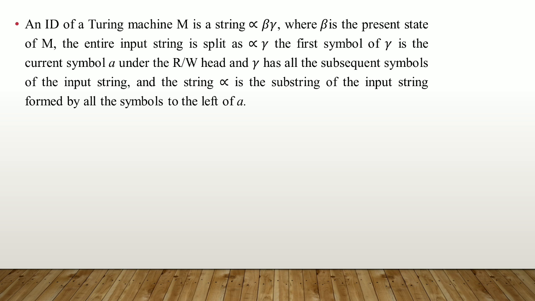Now let us see what then the ID is. An ID of Turing machine M is a string alpha, beta, gamma, where beta is the present state of machine M. The entire input string is split as alpha, gamma. The first symbol of gamma is the current symbol A under read-write head, and gamma has all the subsequent symbols of the input string. And alpha is the substring of input string formed by all the symbols to left of A.